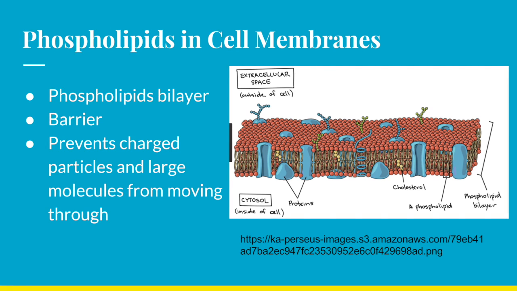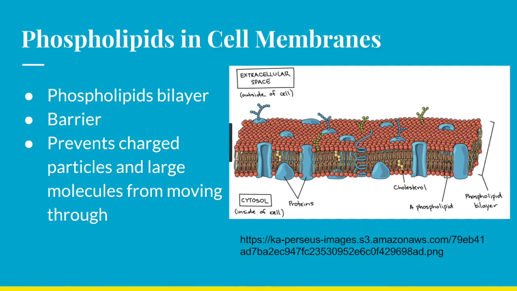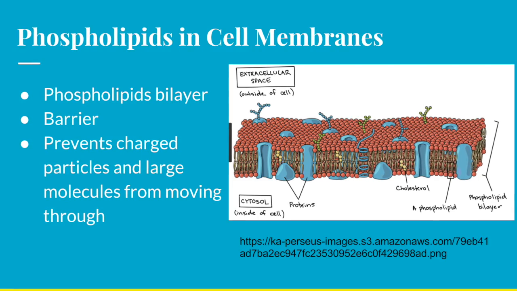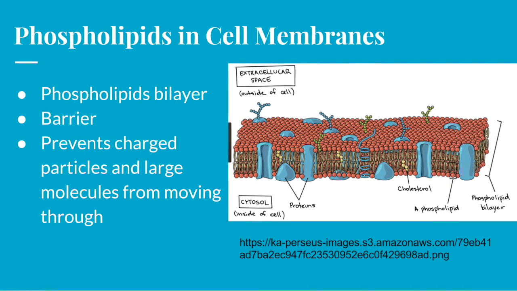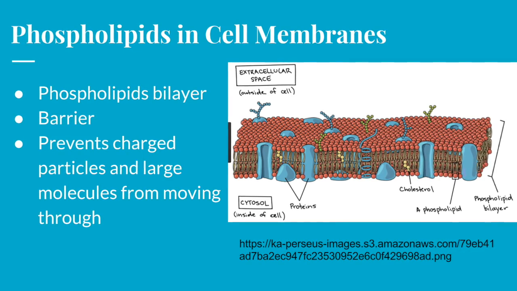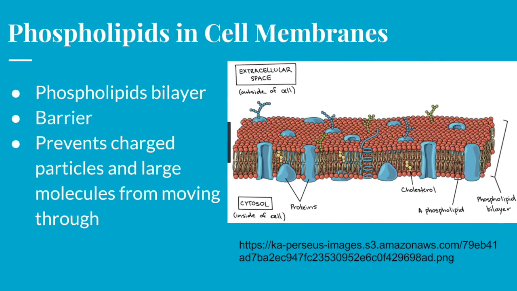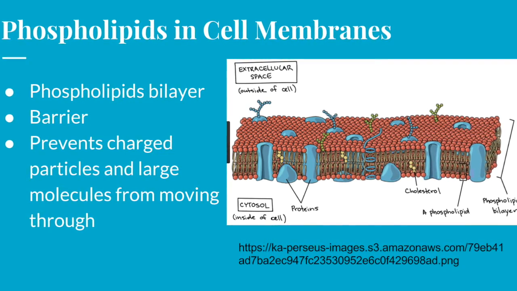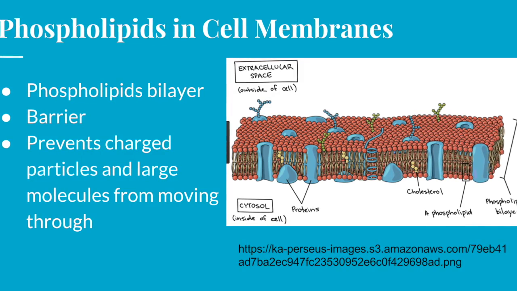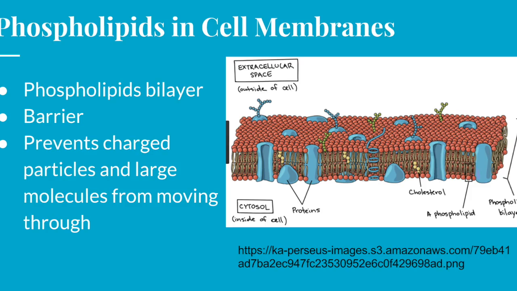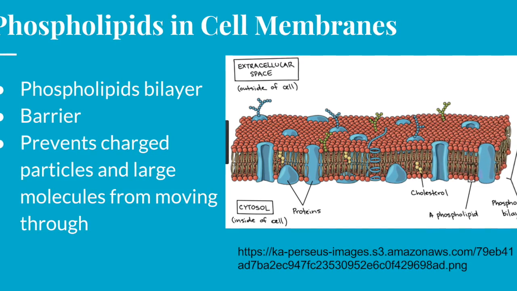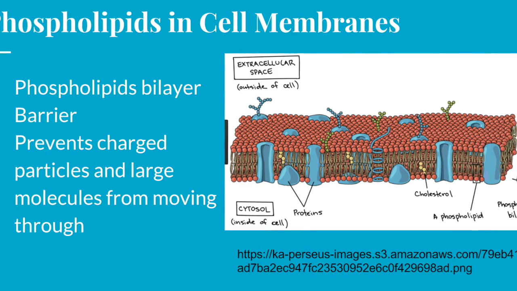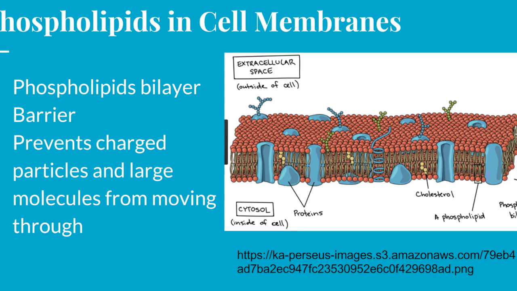Phospholipids are especially important in biology because they make up our cell membranes. Cell membranes are composed of a phospholipid bilayer. One layer of phospholipids will be arranged with the hydrophilic heads on the outside of the cell, where the hydrophobic tails are facing the inside. Then another layer will be arranged so that the heads will be on the inside of the cell, and the tails will be connected to the other hydrophobic tails. Cell membranes are a barrier which prevents charged particles and large molecules from moving in and out of the cell.